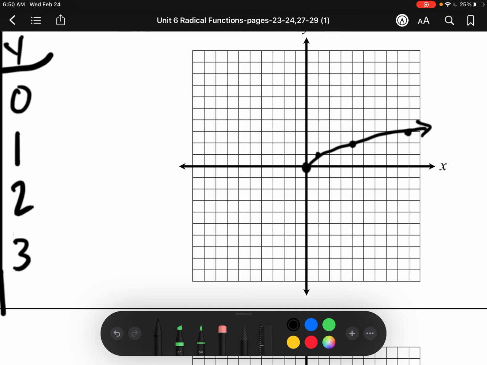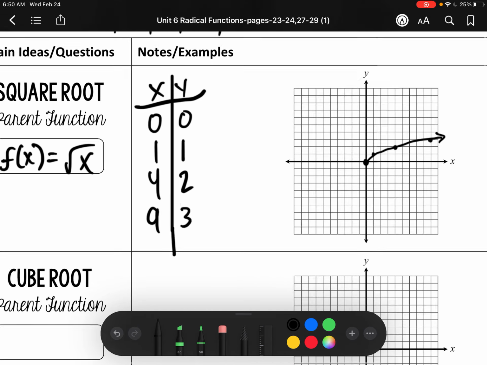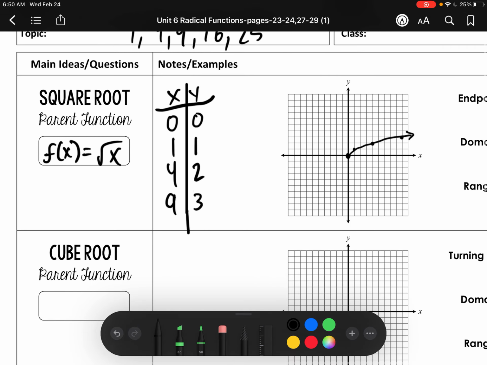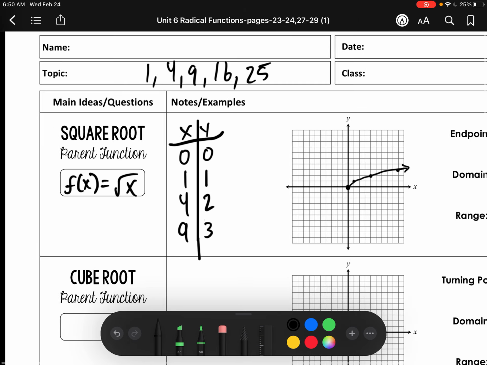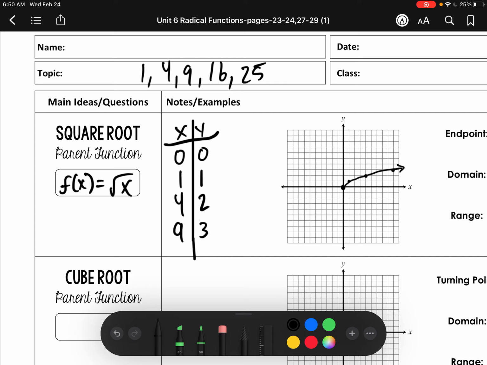So then our graph would look like this. And it would go on forever, right? Because you can continue to plug in positive inputs into this function, right? 1 squared, 4 squared, 9 squared, 16, 25, and so on. And you continue on forever.